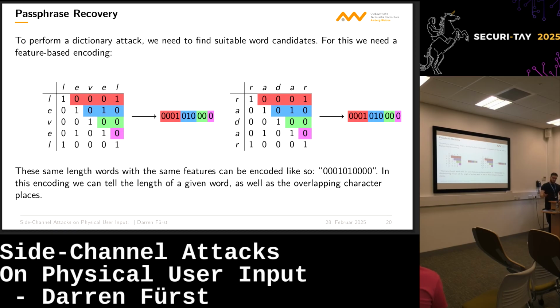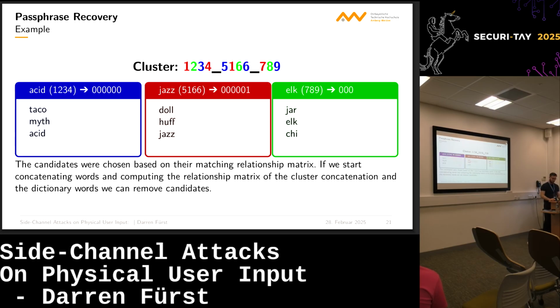So level or radar, which have completely different letters, but have a similar pattern, would be 001, 010, and then 3 zeros at the end. So this is how we can represent actual words without knowing what characters they have.